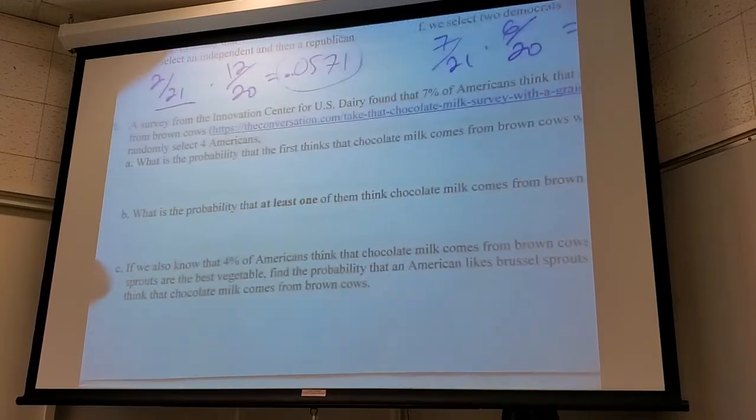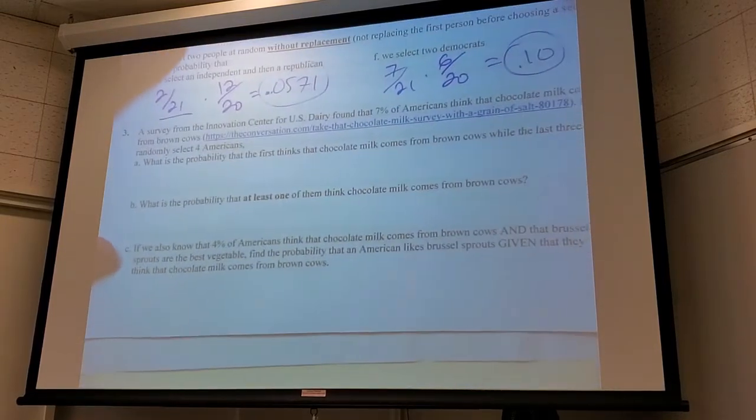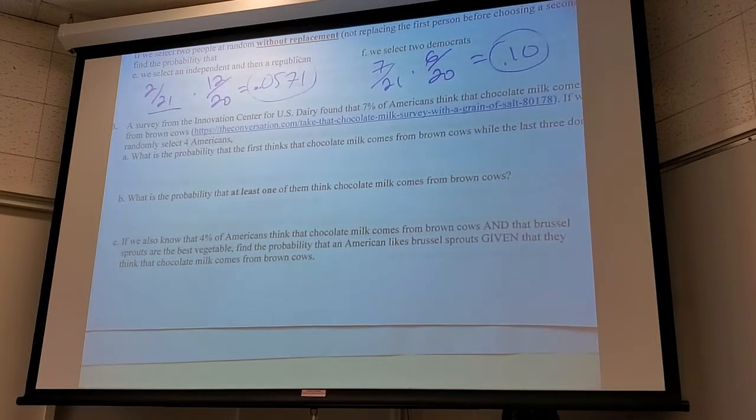All right. Number 3 is going to be a little weird, not just because of the content, but how to do it. Part A hopefully was easy. How many spots do I put for Part A like we did in the last one? How many things am I picking? 4. So I'm going to have 4 spots, separated with times. The first one thinks that chocolate milk comes from brown cows, and the next one doesn't, and the next one doesn't, and the next one does. There are hidden ands again. So I got 4.